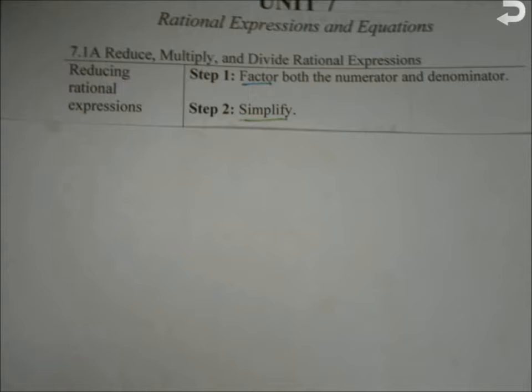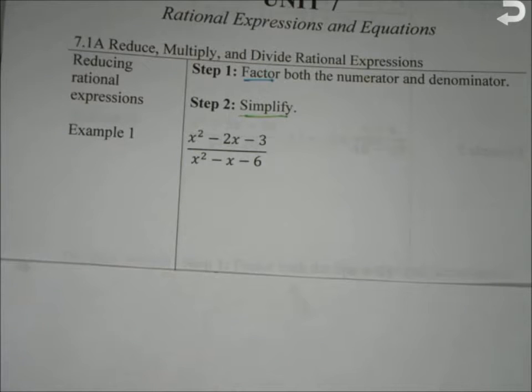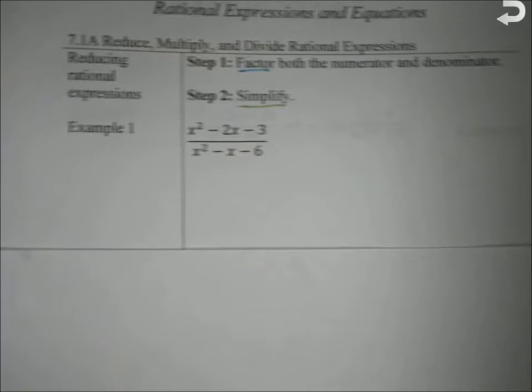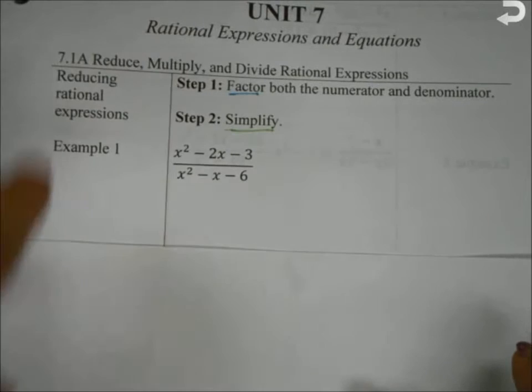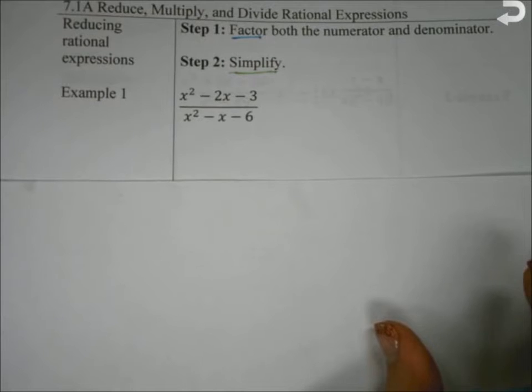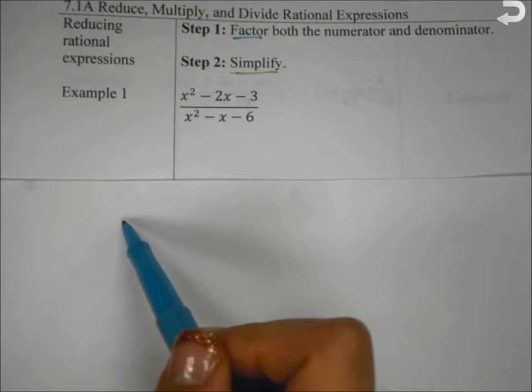Example 1, we want to reduce x squared minus 2x minus 3 all over x squared minus x minus 6. In order to reduce this one, the first thing that we want to do is factor the numerator and the denominator. That's our first step. So let's look at the numerator for right now. What method am I going to use to factor that one? Of all of our factoring methods, which method do we use?